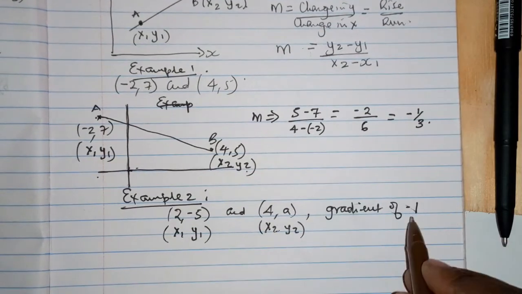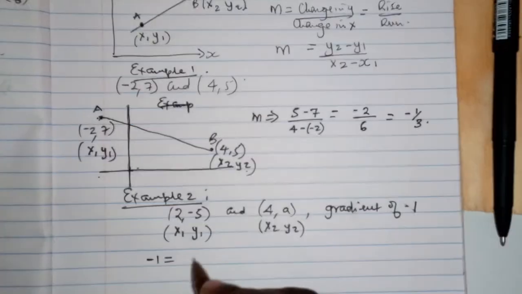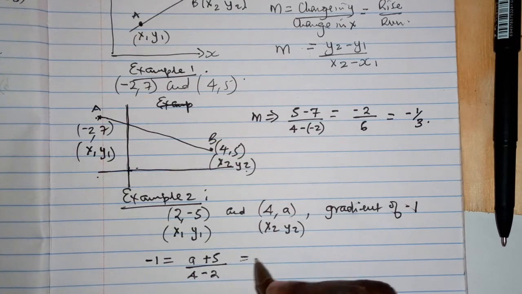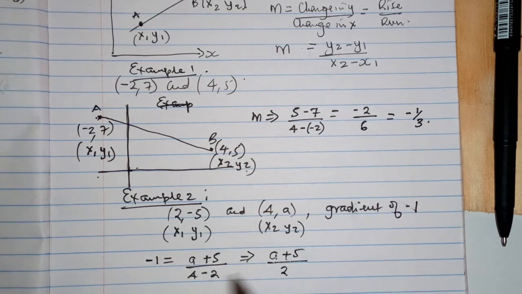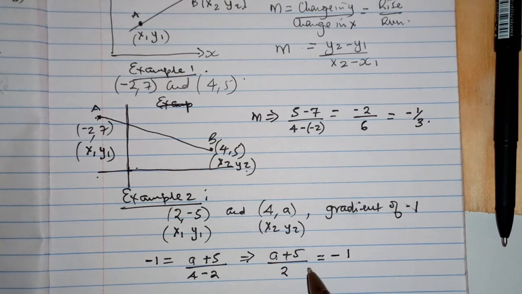So we all know that the gradient m, negative 1, is given by y2, which is a, minus y1, which is minus negative 5, so plus 5, all over x2, which is 4 minus 2. And we all know that a plus 5 all over 2, because 4 minus 2 is 2, is going to give us negative 1. And these are two equal fractions, the left-hand side and the right-hand side. This is naturally over 1.